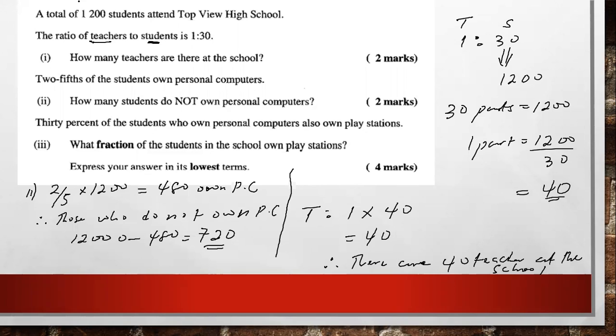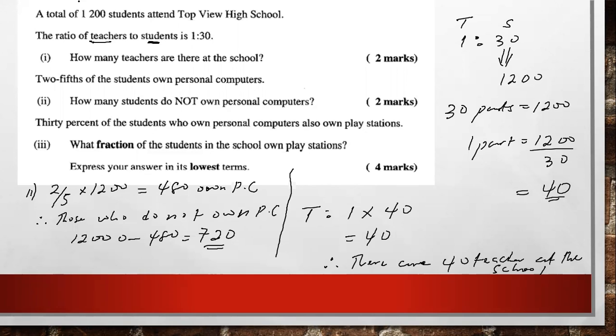You follow so far? Yes, sir. All right, so let's look at the next passage. The next passage says that 30% of the students who own a personal computer also own a PlayStation. What fraction of students in the class own a PlayStation?